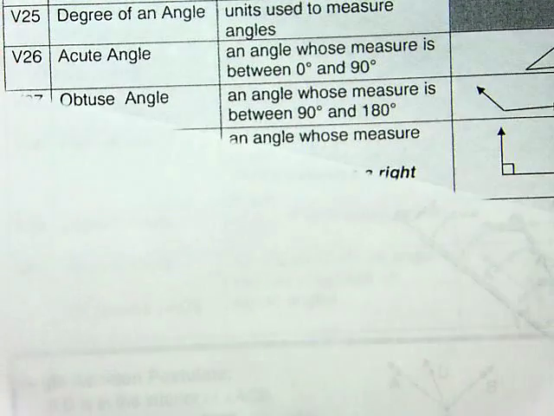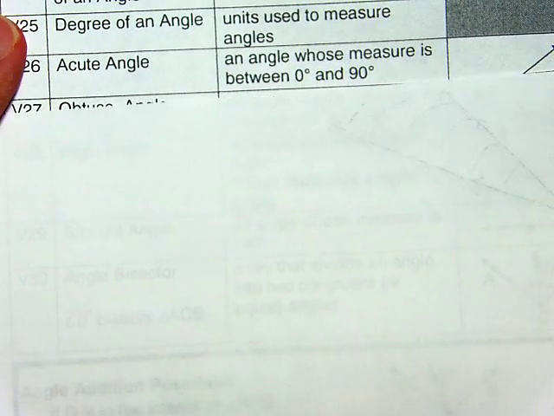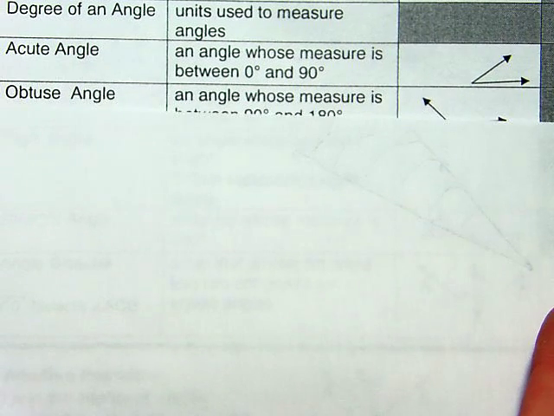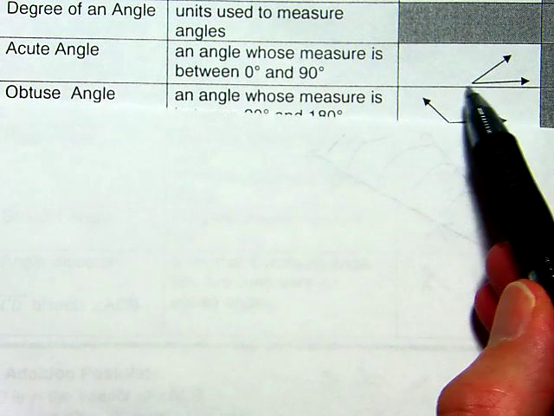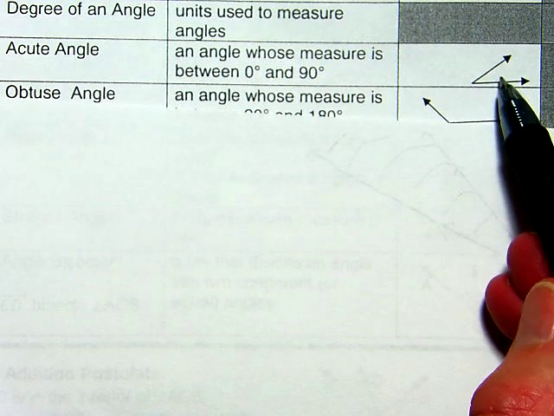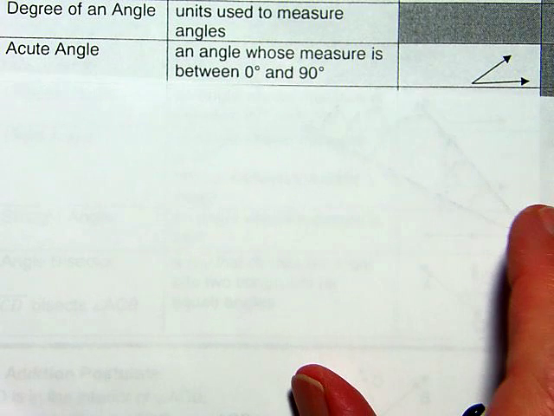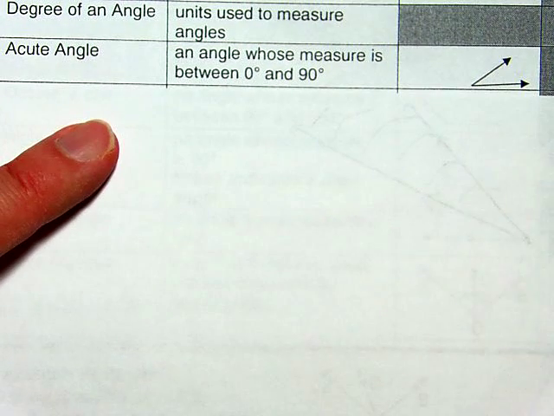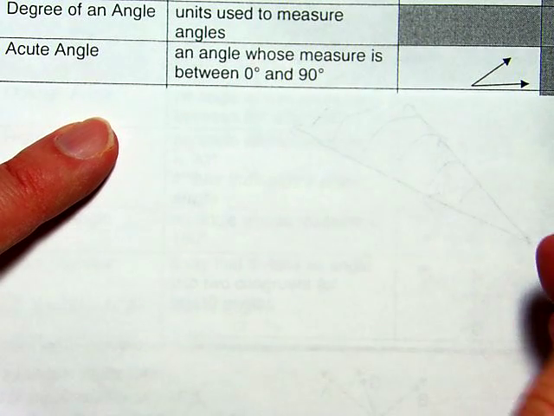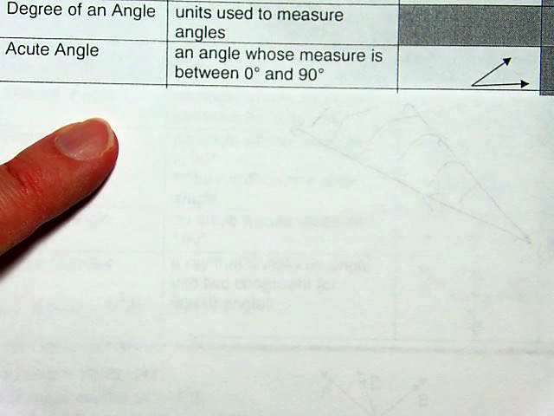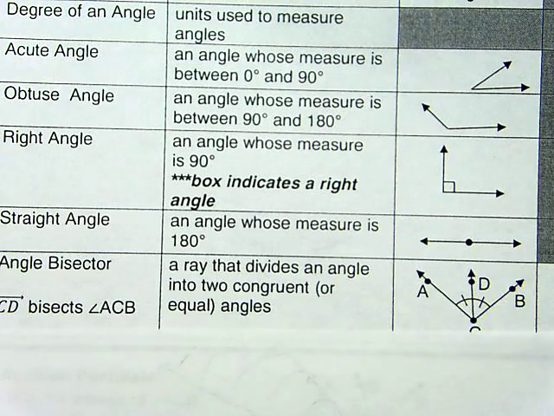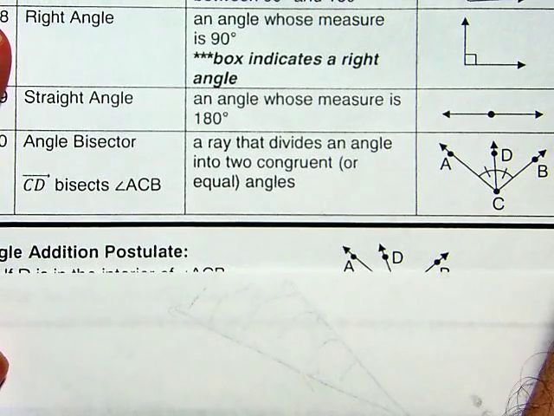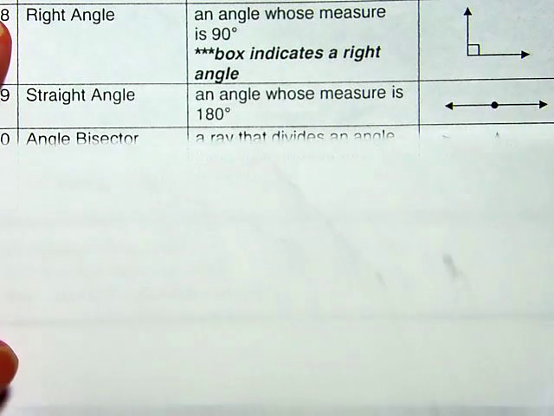An acute angle is an angle whose measure is between 0 and 90, and this is what an acute angle looks like. It's an angle where we've got the two sides, and they're pretty close together, but they're less than what we're going to see is a right angle. So I'll do right angle next, and right angle is over here. I'm going to skip down a bit. A right angle is an angle whose measure is 90 degrees.